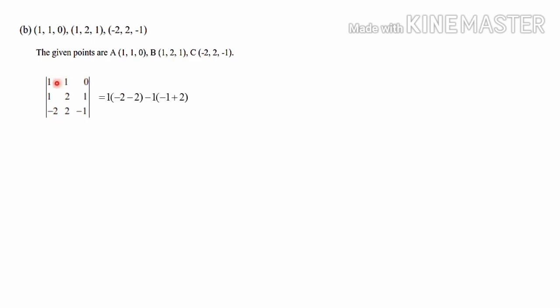1 into, with its row and column gone, 2 into minus 1, that is minus 2, again 2 into 1 is 2, so minus 2. Minus 1 into, with that row and column gone, 1 into minus 1, that is minus 1, minus into minus is plus, 2 into 1 is 2. Let's calculate: minus 2 minus 2 is minus 4, minus 4 into 1 is minus 4; minus 1 plus 2 is 1, so 1 into minus 1 is again minus 1. So minus 4 minus 1 is minus 5, which is a non-zero number, not equal to 0. Therefore, we can say that a unique plane will pass through the points A, B and C.